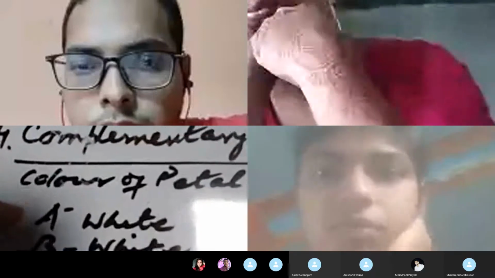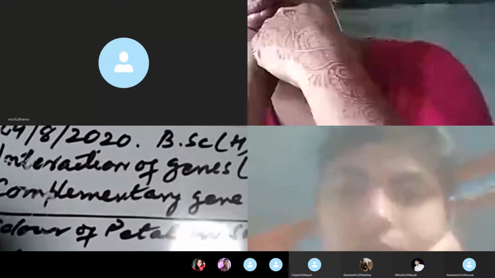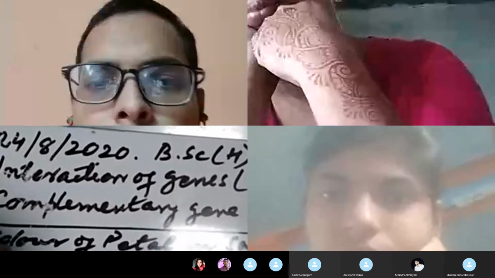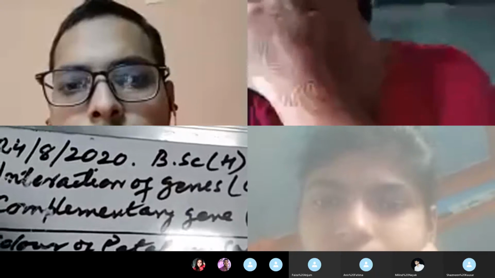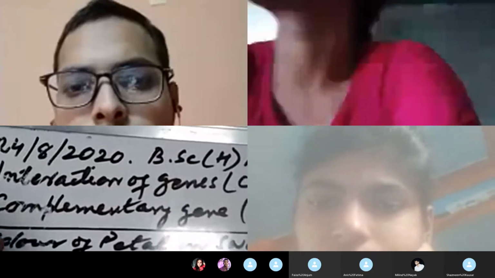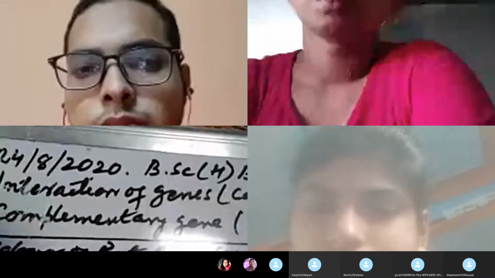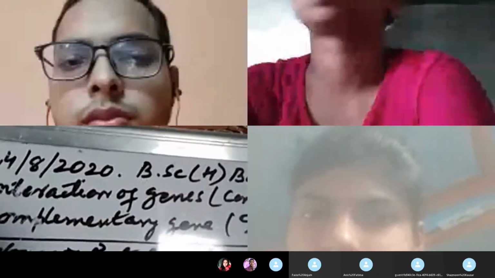independent non-allelic genes which have been represented here by capital A and capital B. Capital A is the dominant allele, and capital B, the other non-allelic dominant allele, is complementary to the first dominant allele A. These two dominant alleles, capital A and capital B, are complementary to one another, and they are responsible for the development of the white phenotype, that is, the white flower in sweet pea.